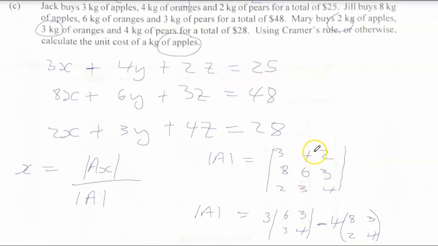Alternating the signs as we go along. So next, the 2. To take the cofactor of 2, we delete everything in the row it's in and everything from the column it's in, and we're left with 8, 6, 2, 3.